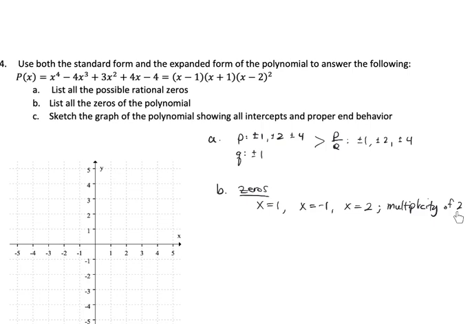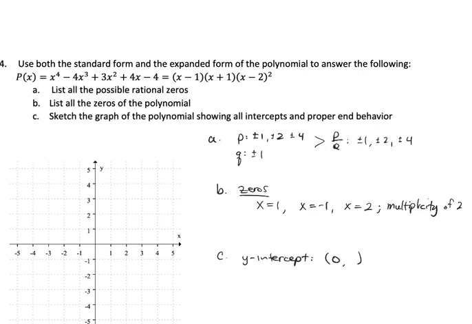Anything that has an even multiplicity, when you graph that zero or x-intercept, it bounces. These two zeros have a multiplicity of just 1, which is an odd number, so for those x-intercepts, the graph crosses through. So for part C, sketching the graph, we need to show all the intercepts and end behavior. End behavior, remember, is determined by the degree of the polynomial. So for part C, we need the y-intercept. I'm going to start with that.